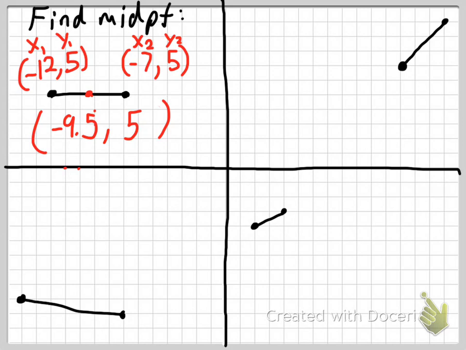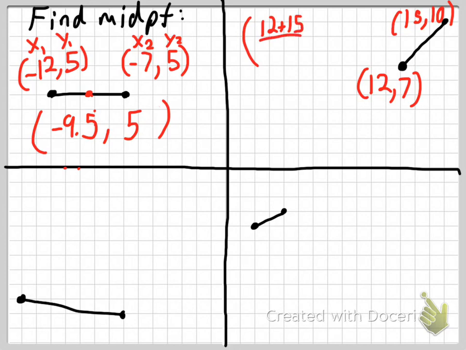Alright, I'm going to move up here to the top right hand corner. Looks like my 2 points here are going to be 12, 7, and up here it's 15, 10. So I have 12, 7, 15, 10. So I'm going to put that in the formula. We have 12 plus 15 divided by 2, and 10 plus 7 divided by 2.